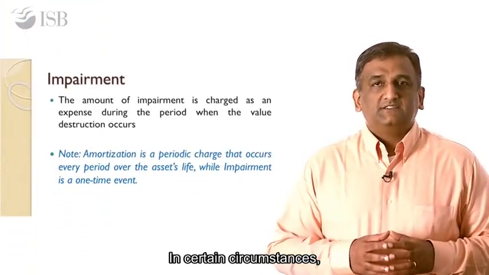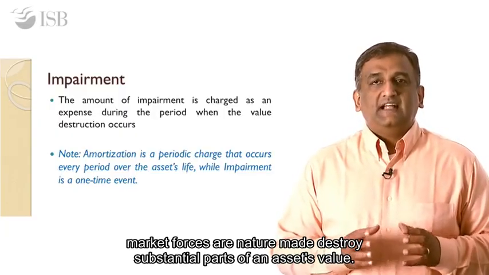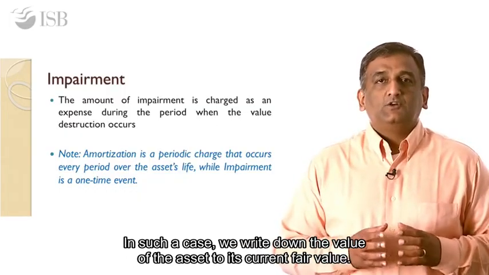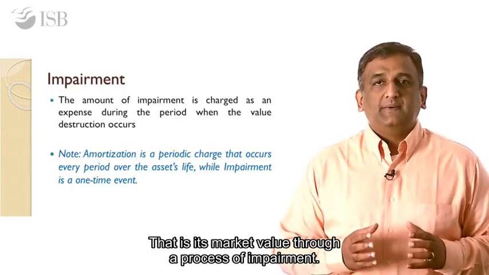In certain circumstances, market forces or nature may destroy substantial parts of an asset's value. In such a case, we write down the value of the asset to its current fair value, that is, its market value, through a process of impairment.